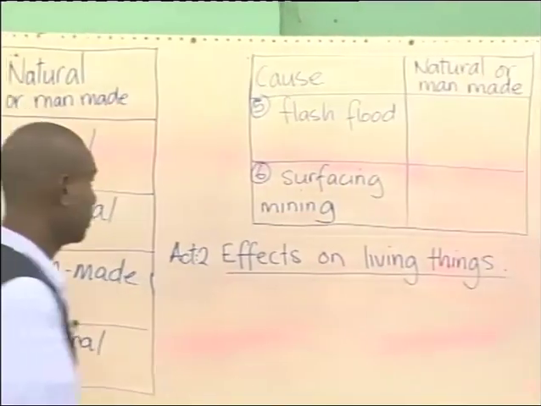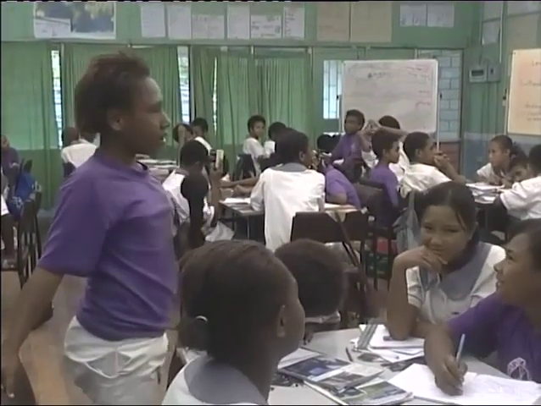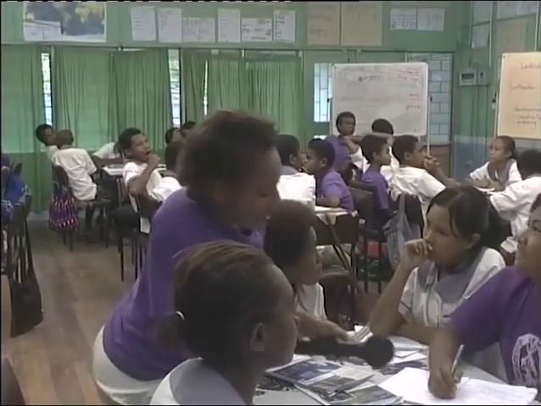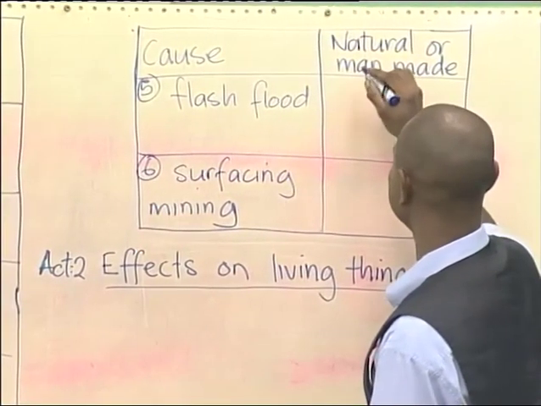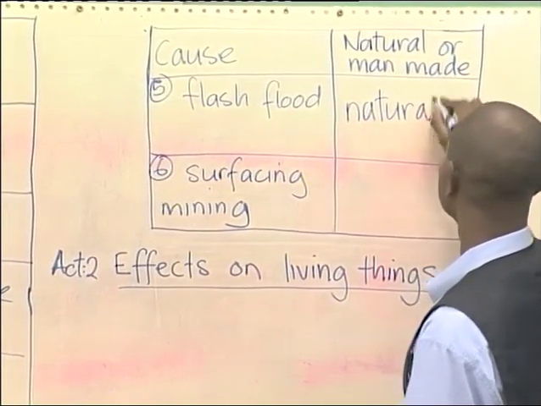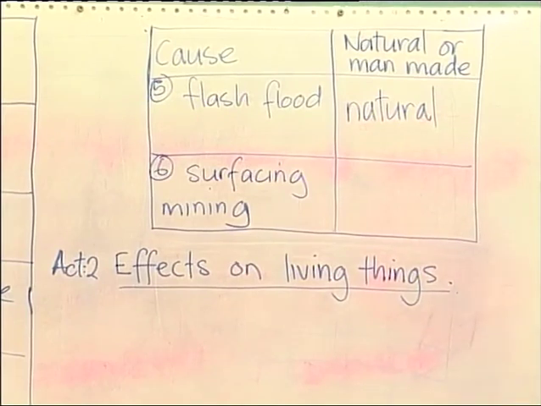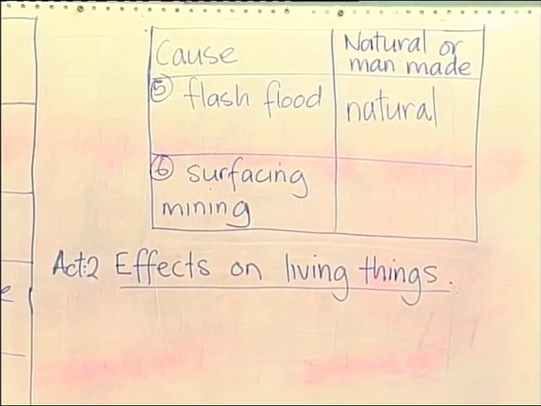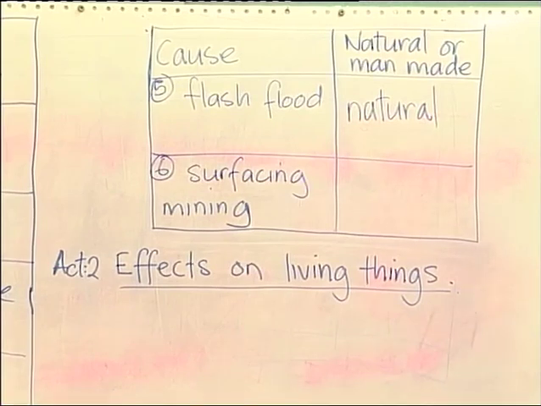The last one, Jason. Natural. Flash floods. It is natural. Heavy rains and storms may have produced flash floods that can wash down trees and wash away houses downstream. Mostly dangerous are the ones living beside mountains. All right, Jason. The last one.